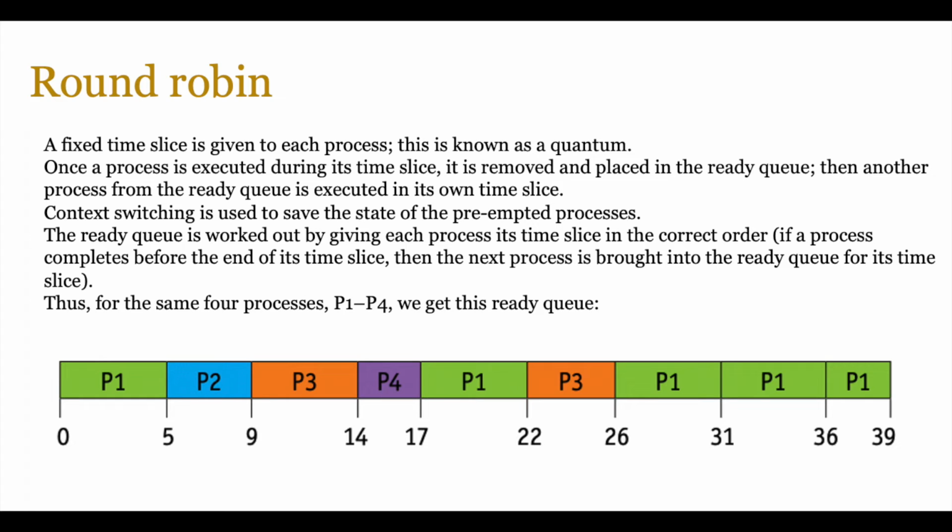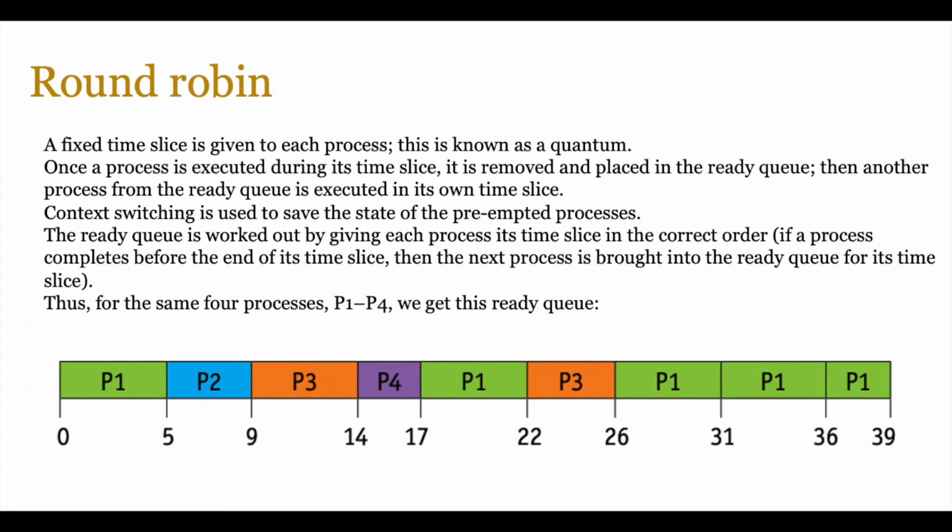Context switching is used to save the state of preempted processes. The ready queue is worked out by giving each process its time slice in the correct order. So if a process completes before its time slice, then the next process is brought forward from the ready queue. So you don't necessarily need to use the allocated time slice. You can finish it earlier.